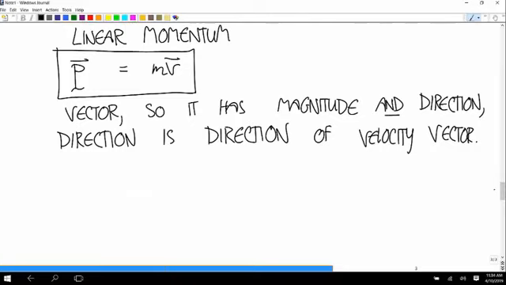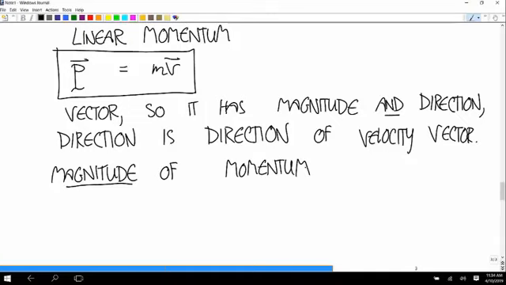The magnitude of the momentum, and I'm going to just call it momentum a lot, but there is actually an angular momentum too. This is just a linear momentum. But the magnitude of momentum is, roughly speaking, how much it would hurt if the thing ran into you.